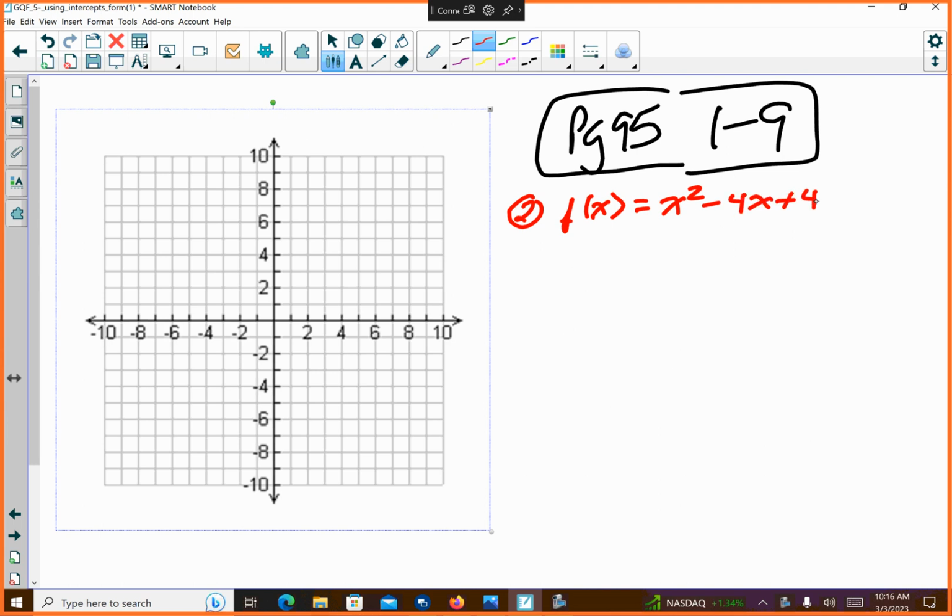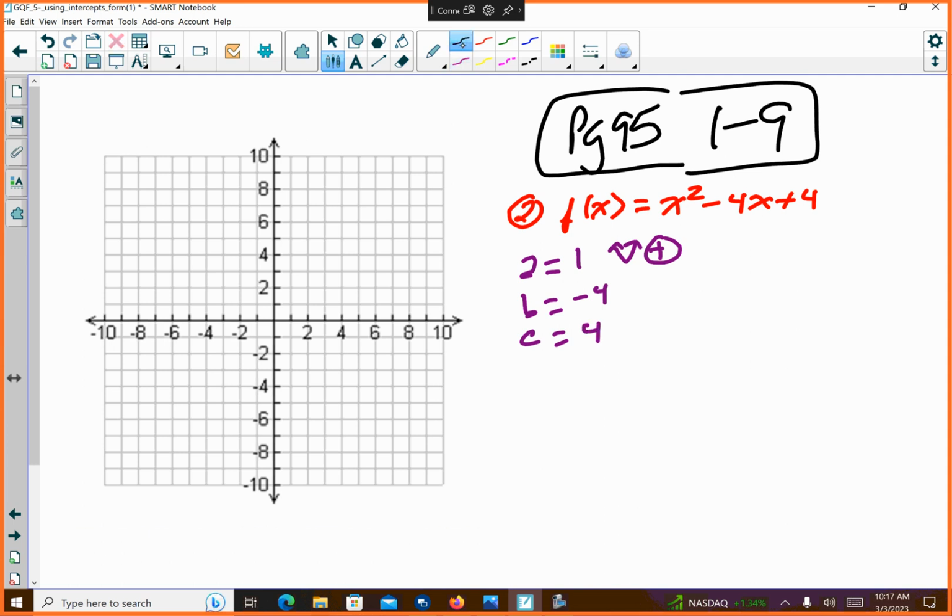All right. What's the first thing I do? Oh, you guys are awesome. And my A value in this case happens to be what? 1. So what do we know? Yeah, it's up because it's positive. Agree? And then B is -4 and C is +4. Okay?